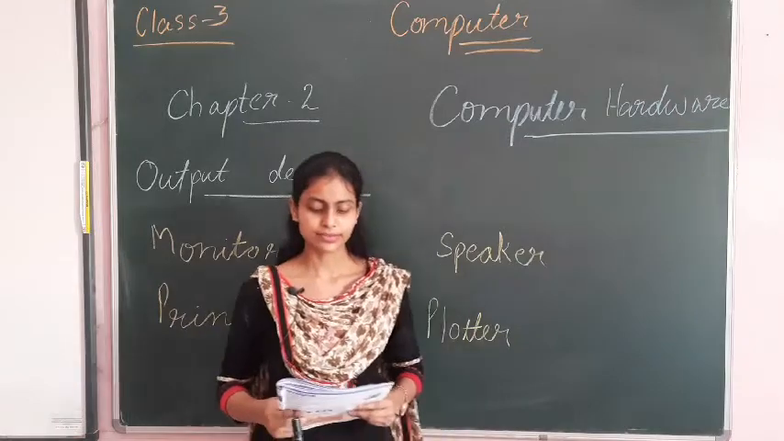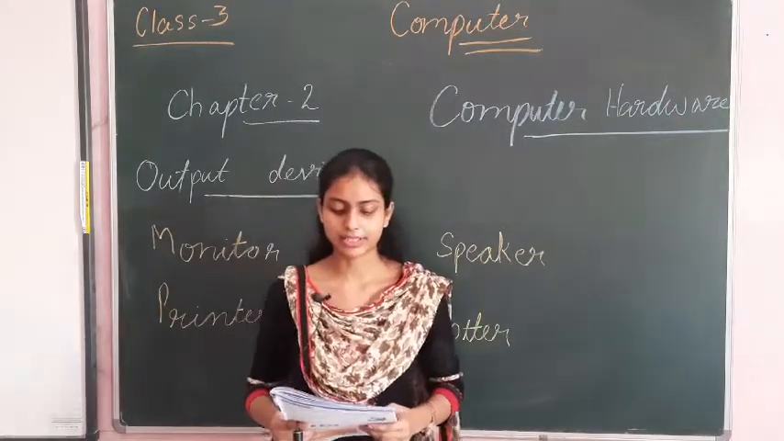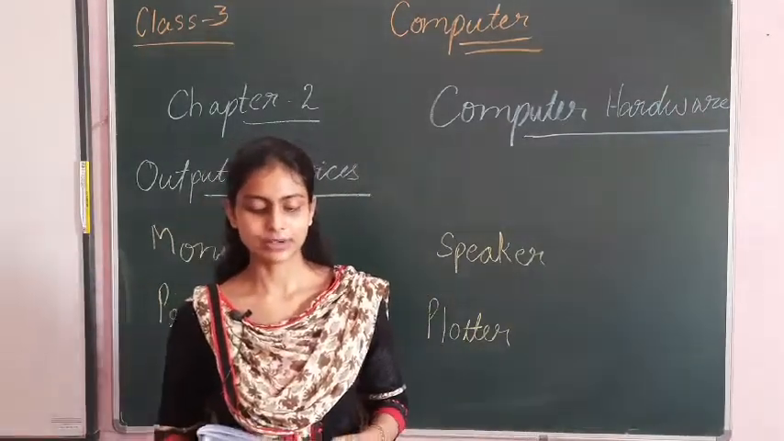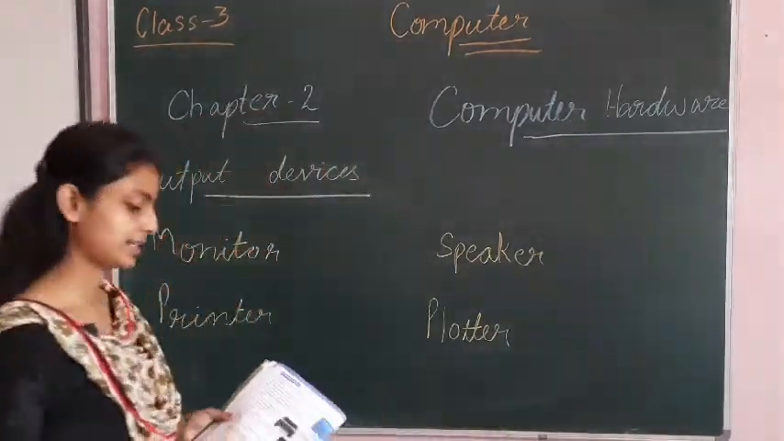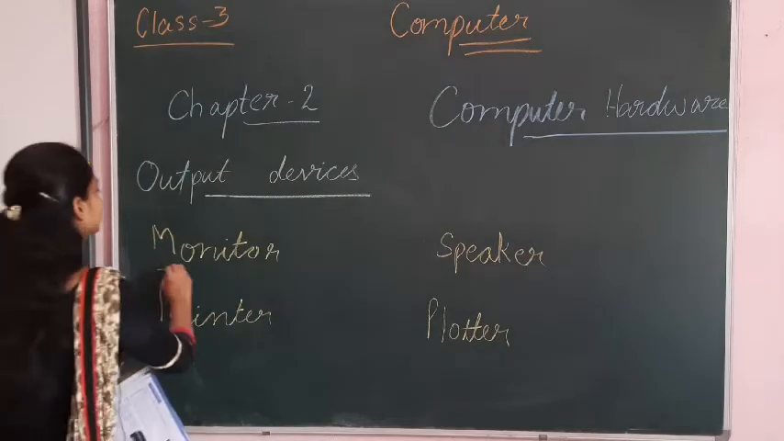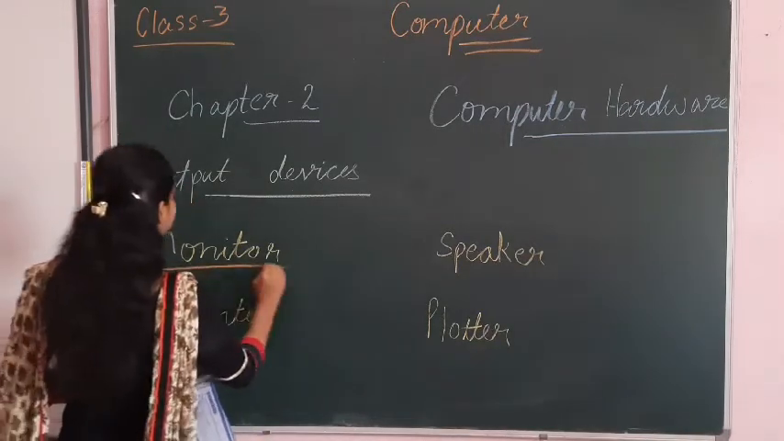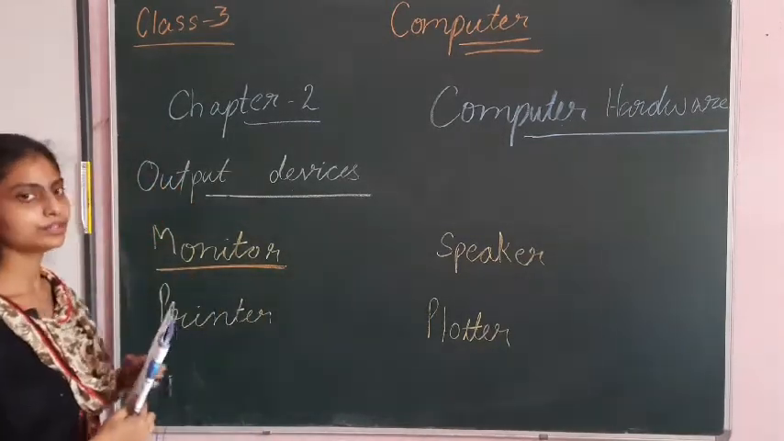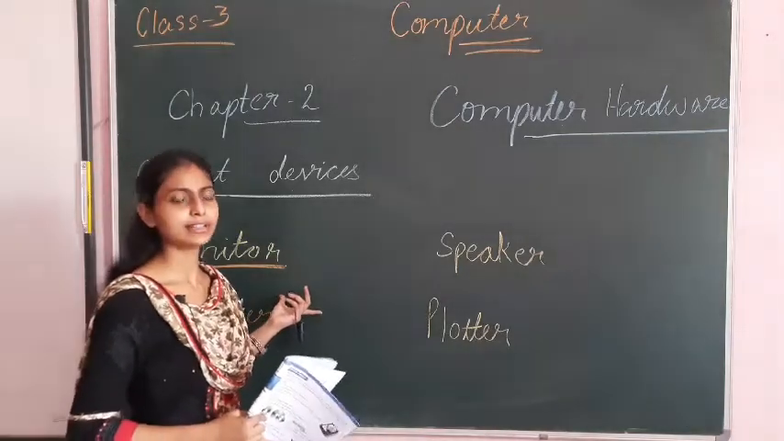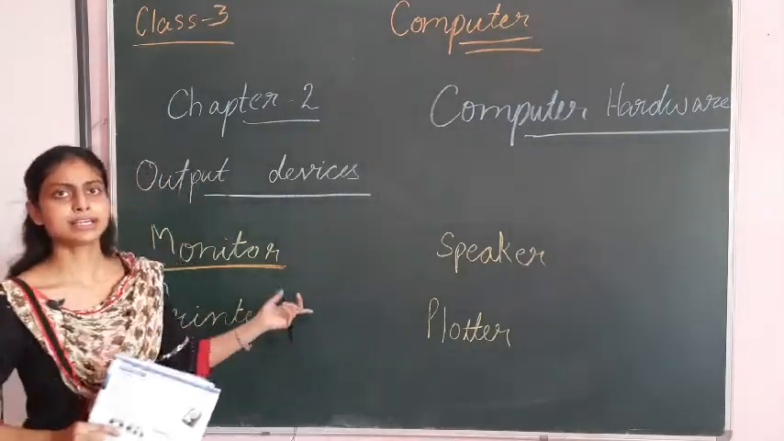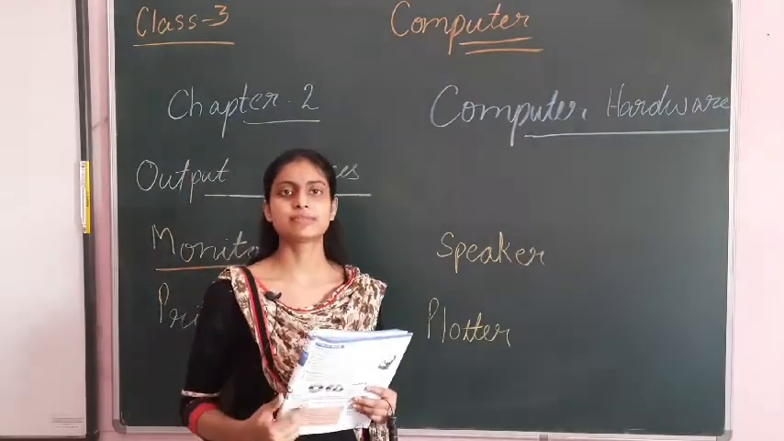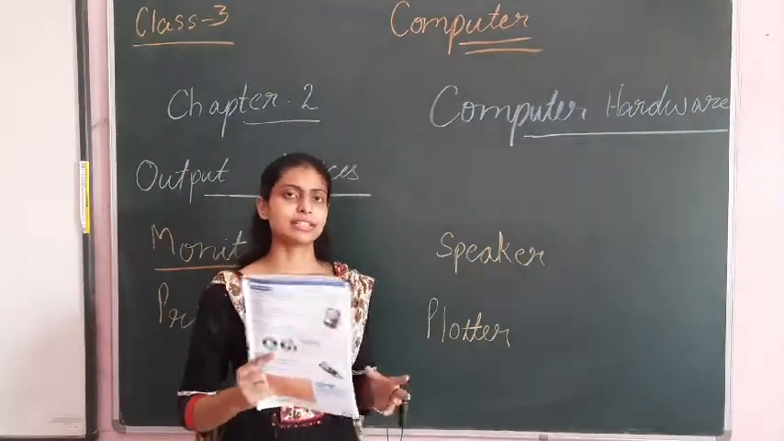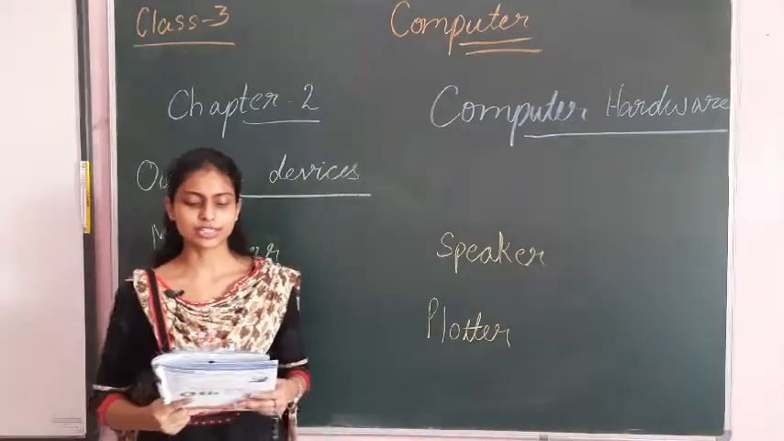Now first of all we will go through the monitor. The monitor is the main output device. It looks like a television set. As in your previous classes, you have gone through this monitor. What is a monitor? You have seen the monitor on the computer? Yes, it is like a television screen, and whatever the computer displays, it displays on the screen of this monitor.